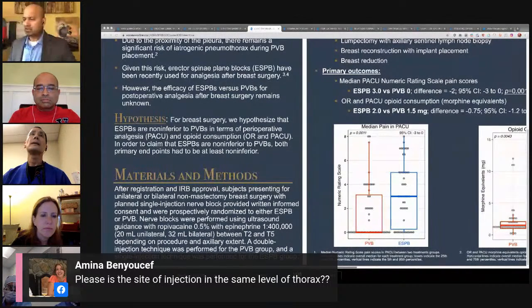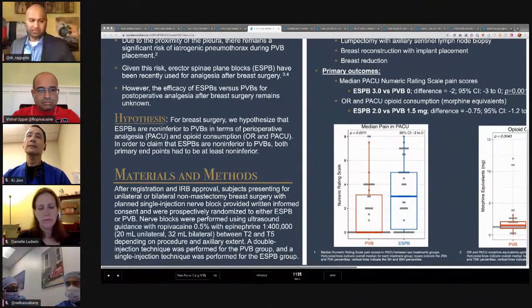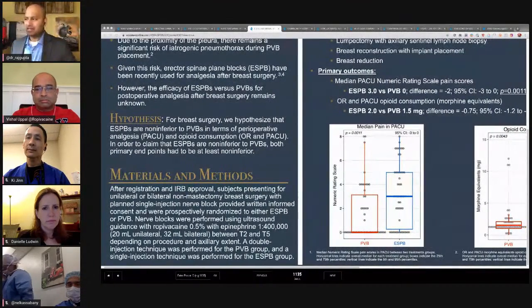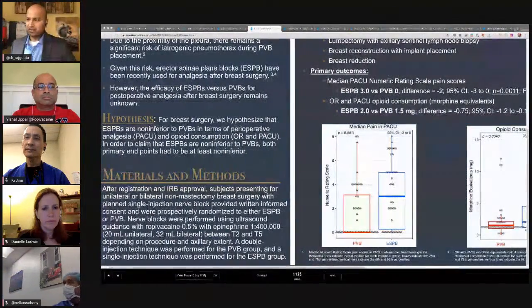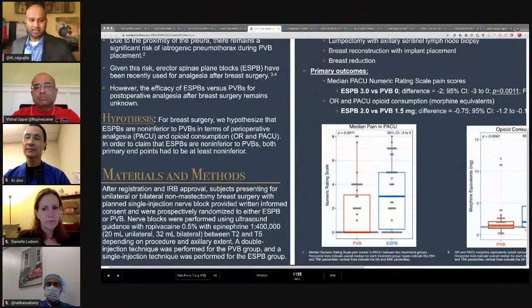And I think they mentioned in the poster it's between T2 through T5, but they are doing a double injection technique for the paravertebral instead of a single injection technique. I also thought it was kind of interesting that they've got a mixture of unilateral and bilateral cases here. So I don't know how you lump all of that together into the same assessment. That's a little bit tricky to do.